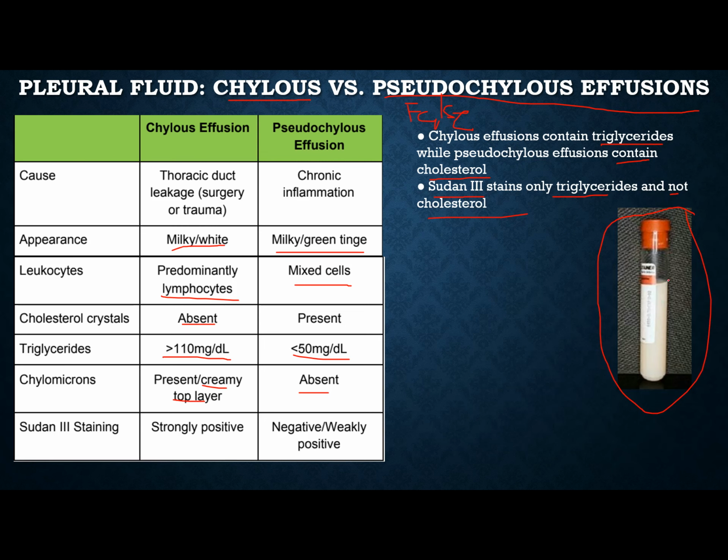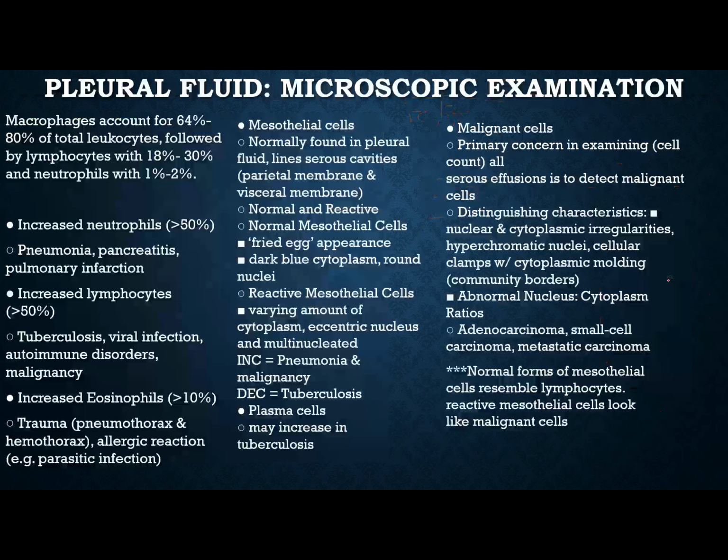Milky white appearance. Now let's go to the microscopic examination. What you would normally see in a pleural fluid class is that macrophages would account for the majority, usually 64% to 80% of total WBC, followed by lymphocytes 18 to 30%, and neutrophils 1 to 2%.